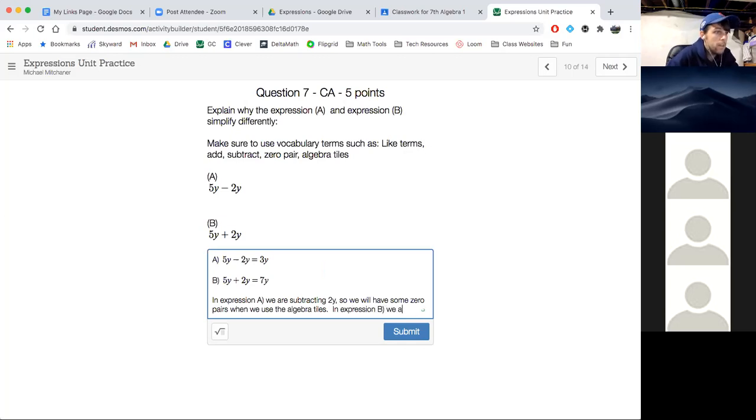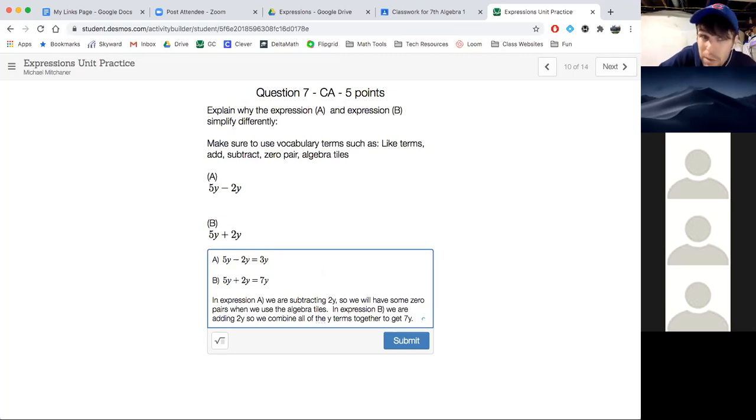Expression B, we are adding 2y, so we combine all of the y terms together. So just a brief explanation. It took me 2 sentences. They're long sentences, but they're not that bad, and they're clearly communicated. I know which expression we're talking about each time.